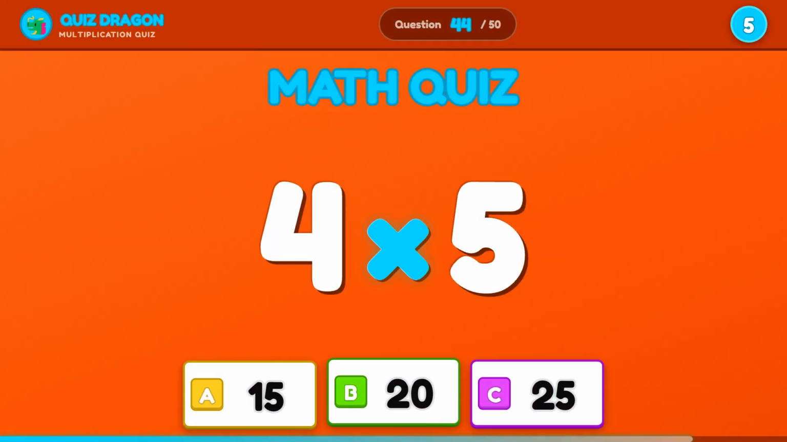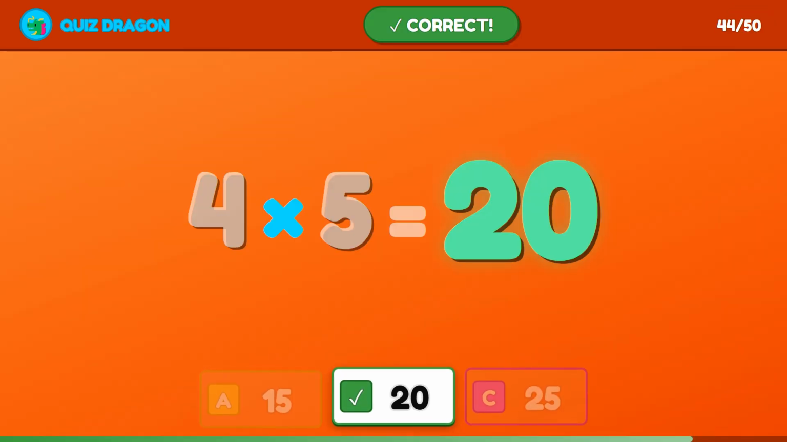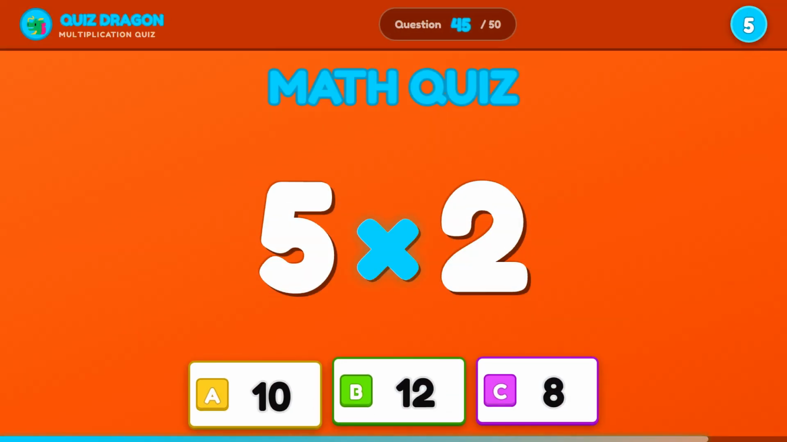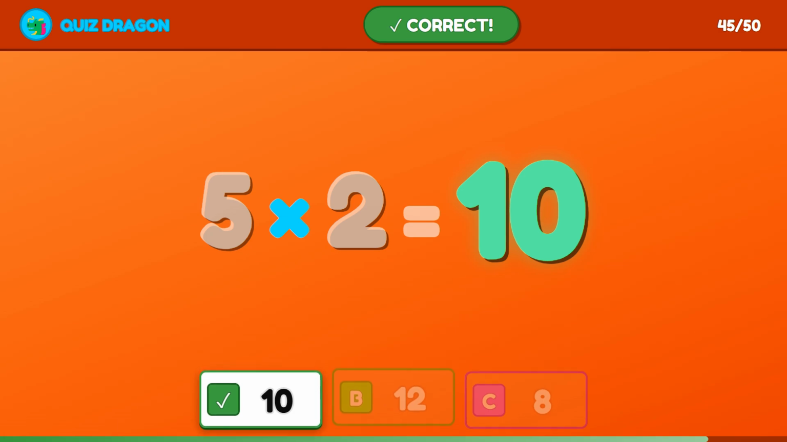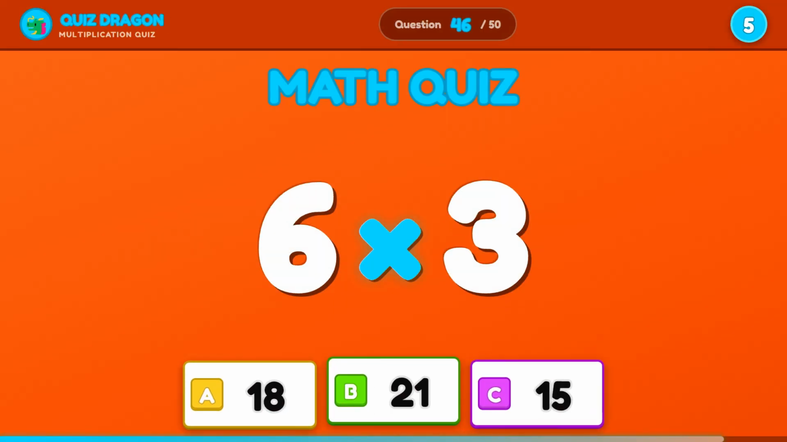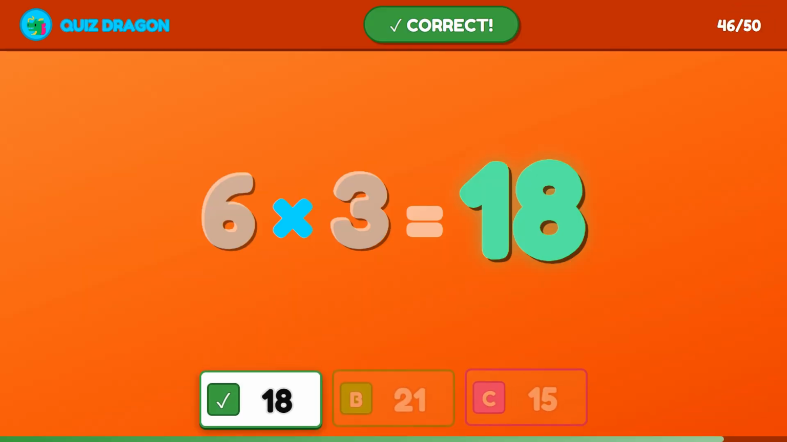Number 44. 4 times 5 equals? The correct answer is B, 20. Question 45. 5 times 2, what's the answer? The correct answer is A, 10. Question 46. What is 6 times 3? The correct answer is A, 18.